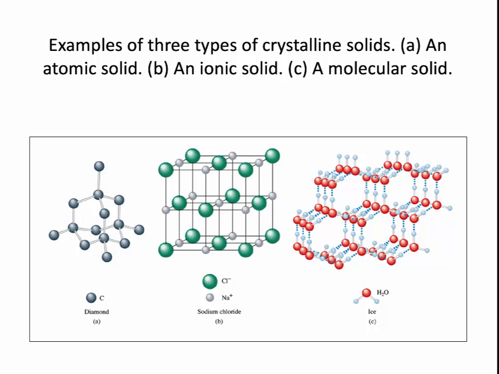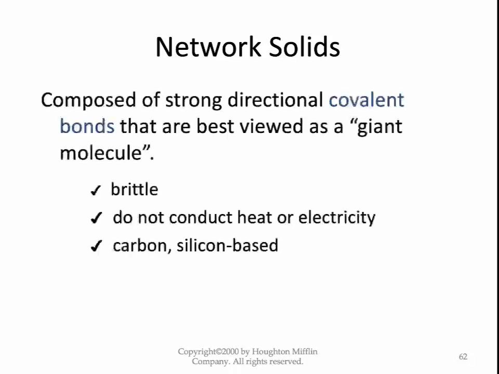Network solids don't melt. They have extremely high melting points or don't melt at all. Network solids are composed of strong covalent directional bonds, and you can think of them as a giant molecule. A whole diamond is pretty much one molecule. They're very poor conductors of heat or electricity.